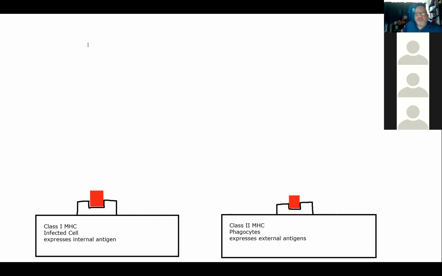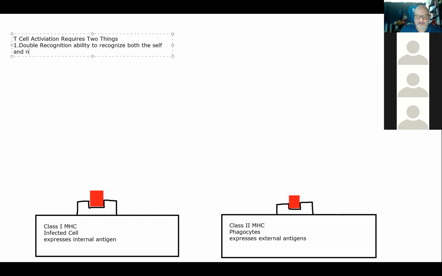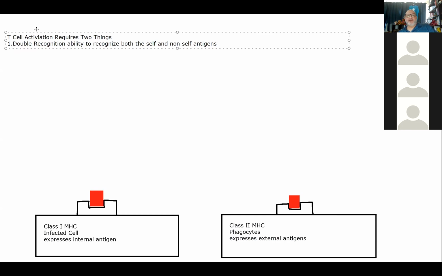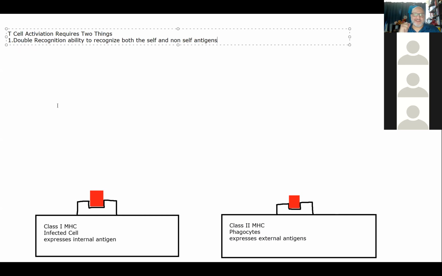All right. Now what we need to do is talk about our T cells. T cell activation requires a couple of things. The first of this is that double recognition we talked about. That double recognition is that ability to recognize both the self and non-self antigens. That is the first thing that T cells require for activation. But there is a second thing that is needed as well.